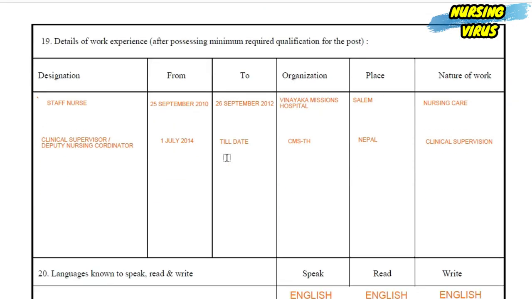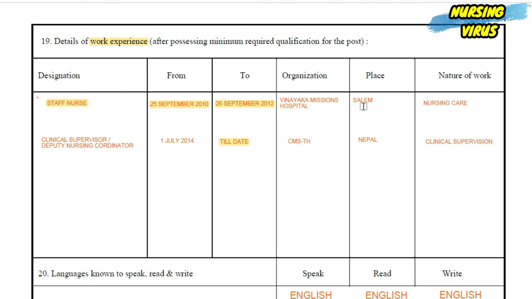The 19th column, your working experience. For this post, we need to have 2 years of clinical experience. Only that person is eligible. So here your designation you need to write, and from when till when you left that institution, you can mention those dates. Suppose if you are still working in that particular institution, you can write as till working or till date.